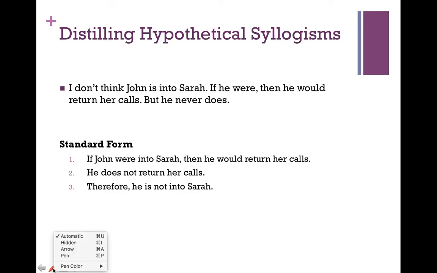And hopefully you can see that at this point, because we have John being into Sarah, that's our P right here. He would return her calls, that's our Q right here. He does not, which is not Q. All right, this is tedious. And then not P. So this is a valid way of reasoning. This is just a straightforward instance of modus tollens.